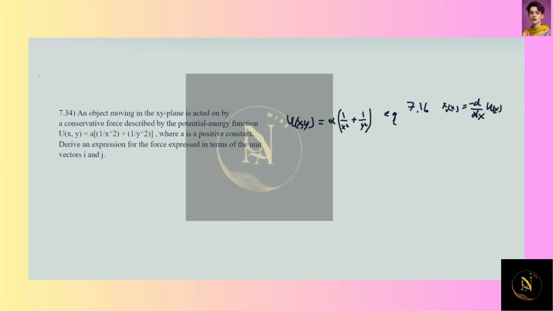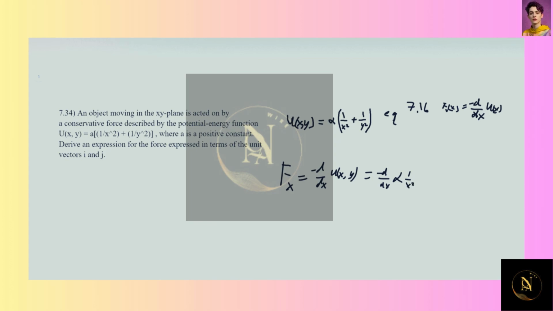Okay, so in order to find the force in the x direction, we're just going to do this here. So we have negative d/dx of U(x,y), and that's going to get us the negative of the derivative of this value right here. So we have negative d/dx of alpha times 1 over x squared.